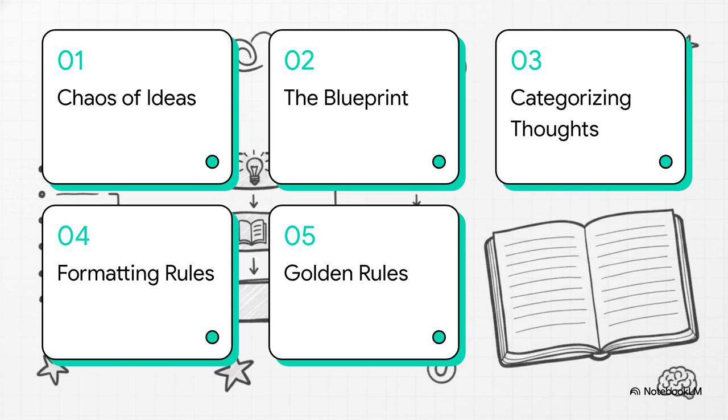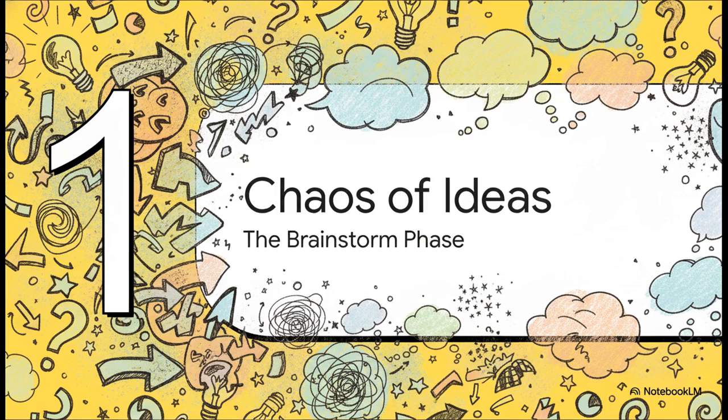Notice how setting an agenda is basically creating a visual outline itself. We'll start with the chaos of ideas, then look at writing's architectural blueprint, explore how to categorize our thoughts, cover some structuring and formatting rules, and finally, we'll wrap up with the golden rules of outlining. All right, let's kick things off with Section 1, the chaos of ideas.